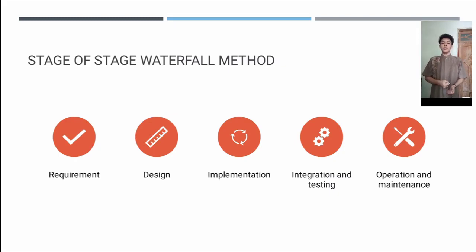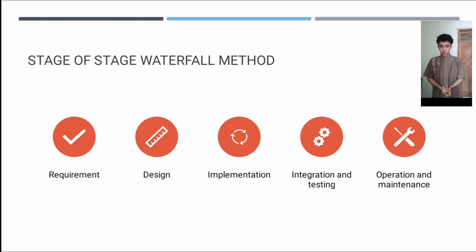And next, integration and testing. At this stage, previously made modules will be merged. After that, testing will be carried out, which aims to find out whether the software is in accordance with the design and whether there are still errors or not. And next, operation and maintenance. Operation and maintenance is the last stage of the waterfall development method. Here the finished software will be run or operated by the user. Besides that, maintenance is also carried out, which includes error correction, improving implementation of the system unit, and improving system service according to new needs.